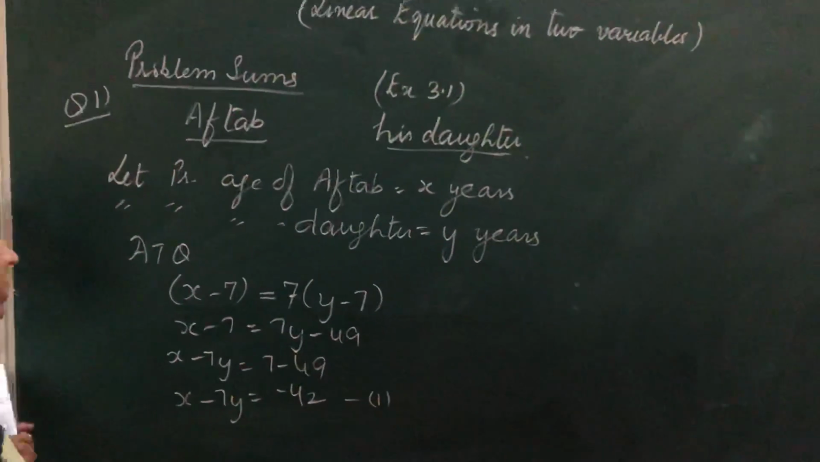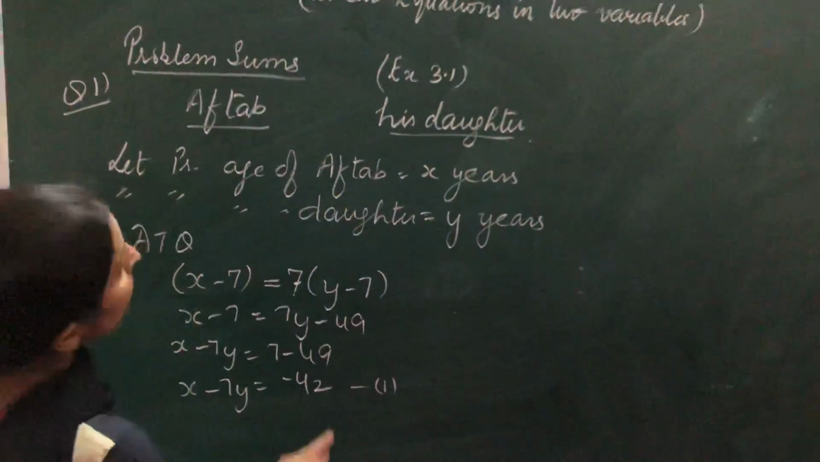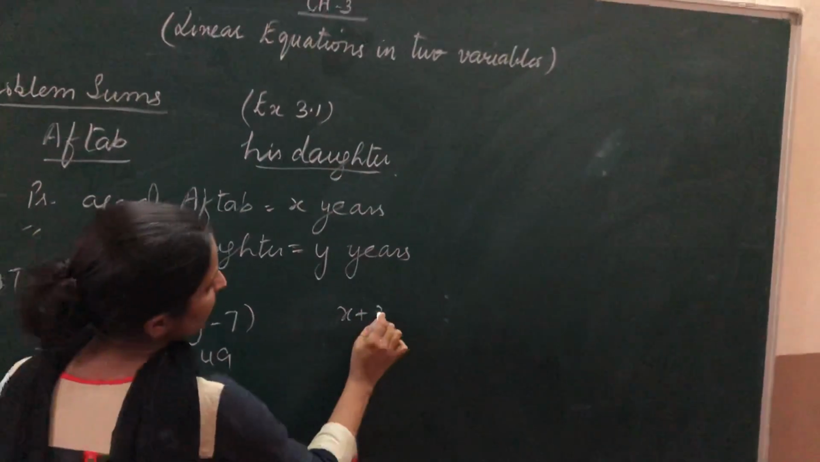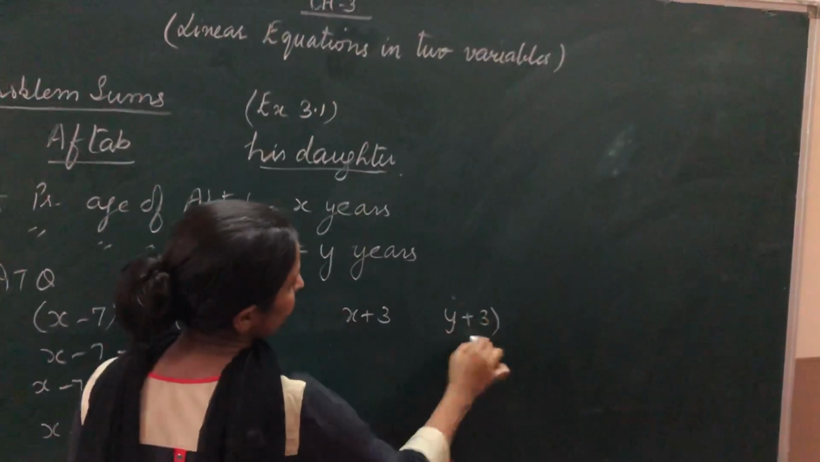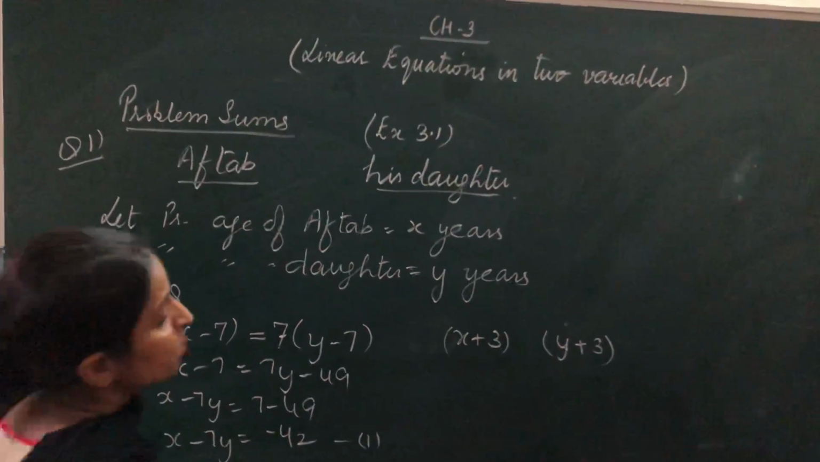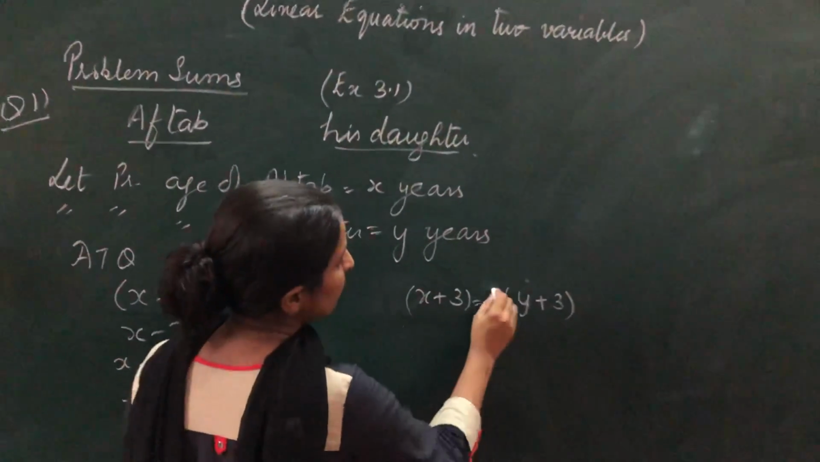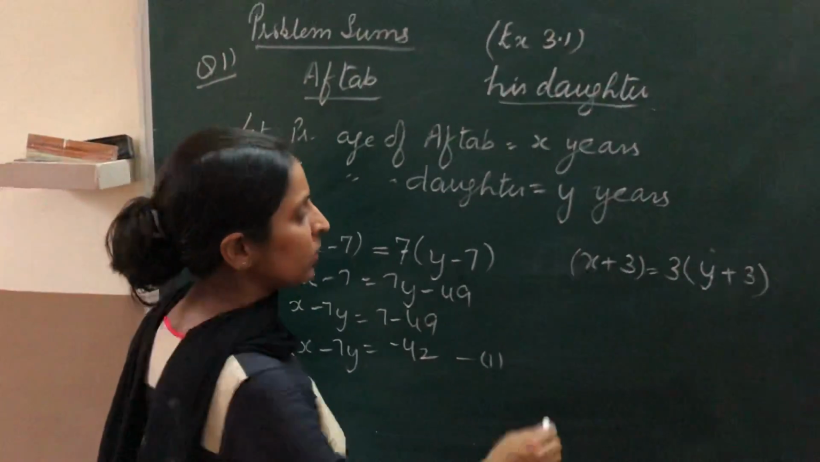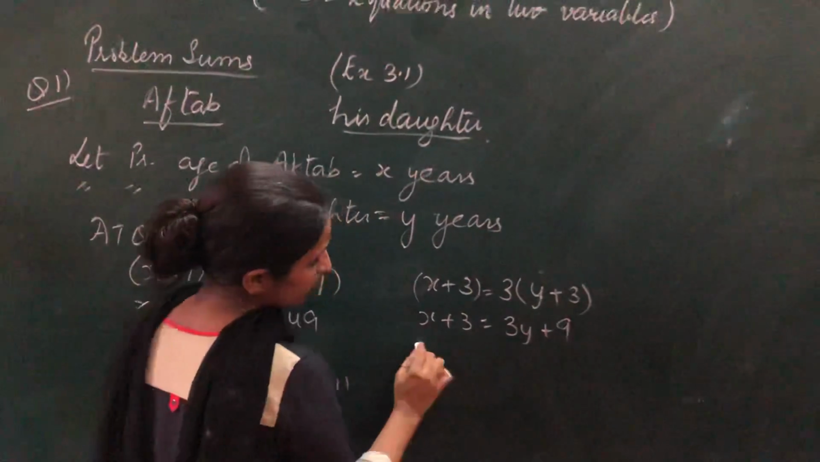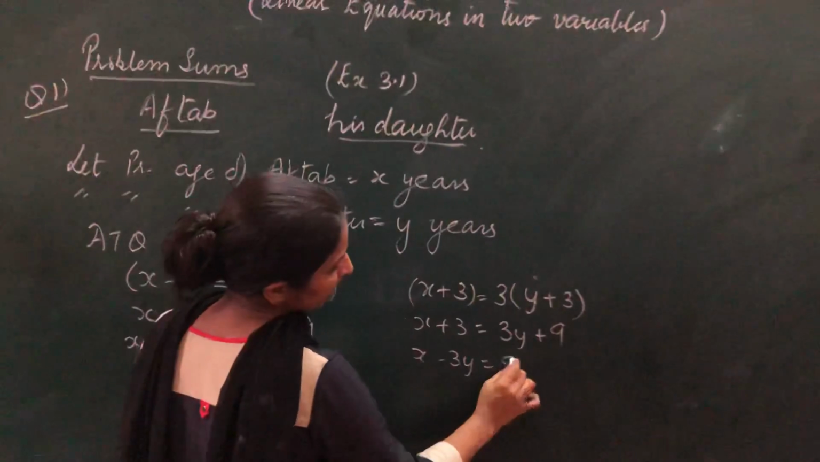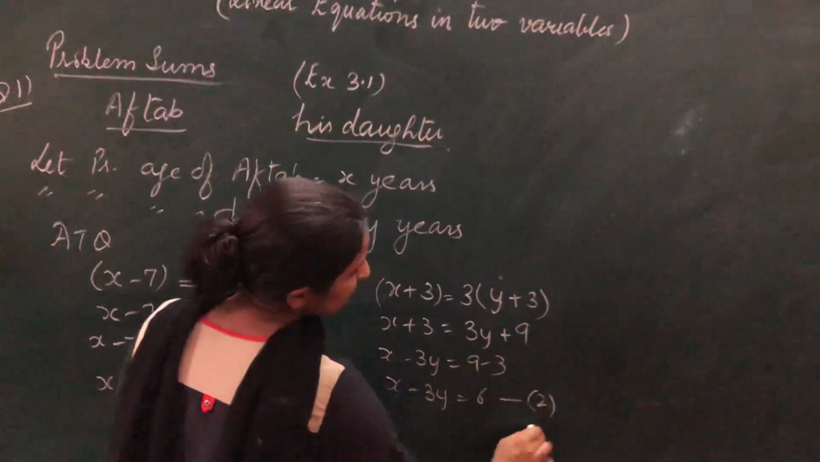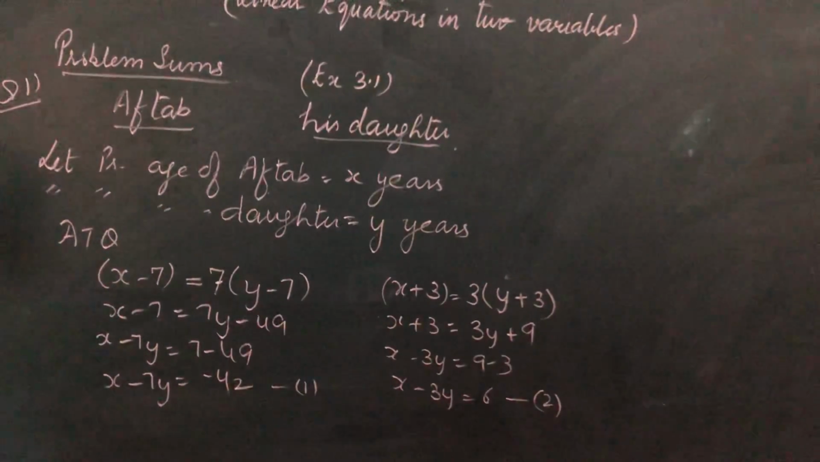And then the next equation is, after 3 years from now, 3 years from now means x plus 3 and y plus 3. Now it is I shall be 3 times, means Aftab will be 3 times. So multiply the age of the daughter with 3. So you will be having the next equation. This is x minus 3y equals 9 minus 3, x minus 3y is 6. So these are the two equations for this question.